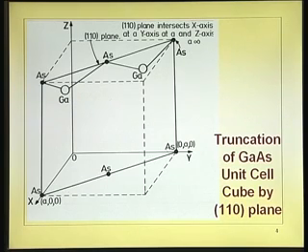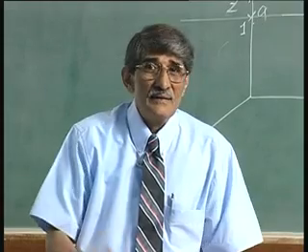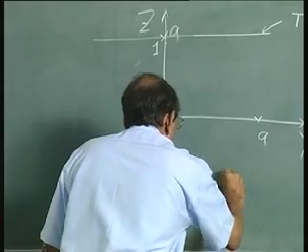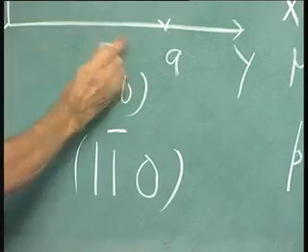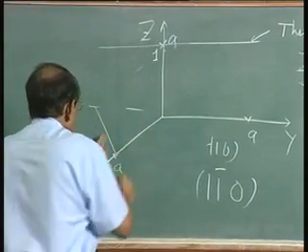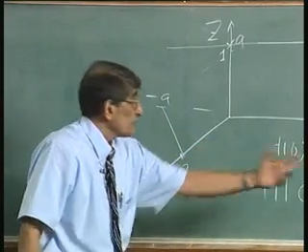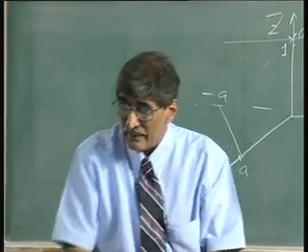If I draw a plane perpendicular to that, it will intersect the x axis at A and the y axis, if I go the other way, at minus A. So you do not call it 1 minus 1, you call it 1 1 bar 0. If I have a plane going like that, with minus A with respect to those coordinates, it is called 1 1 bar 0. There is no sanctity in that, because the property of that plane and that plane will be the same, because the arrangement of atoms is the same.